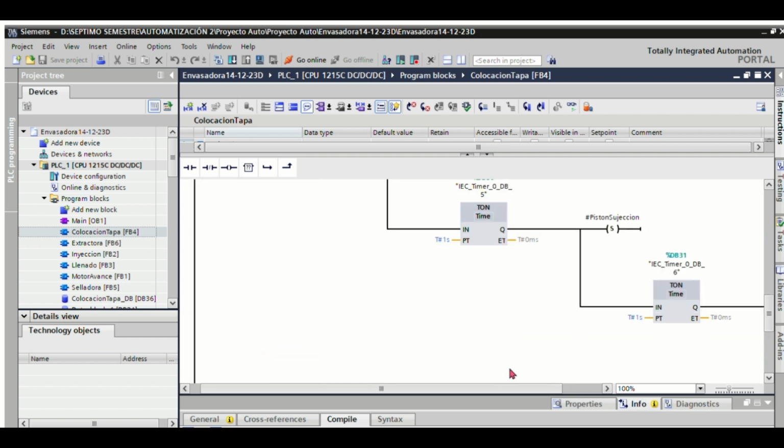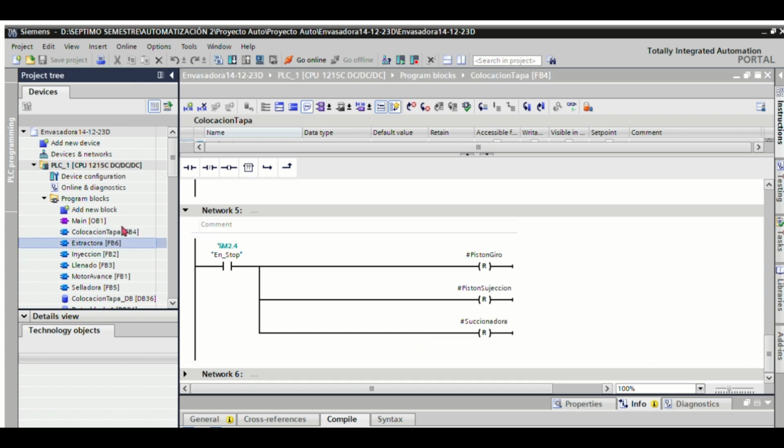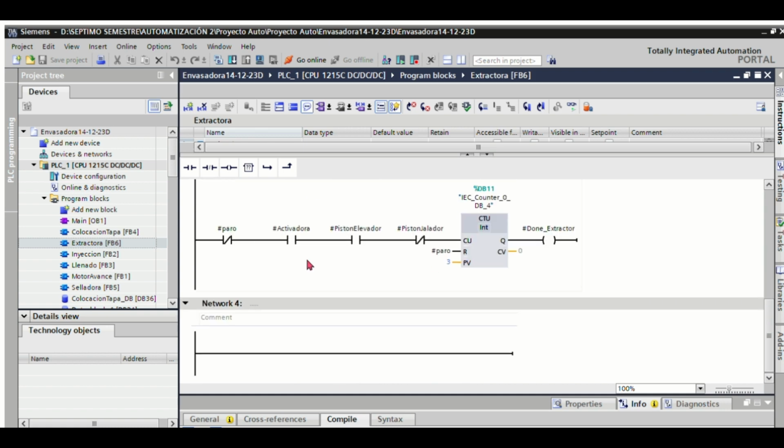After 1 second, the suction activates, the piston returns to its original position, and all conditions reset for the next filling. For the extractor, the filling piston is always active, and the grabber activates 2 seconds later to obtain the cap at the end of the process.